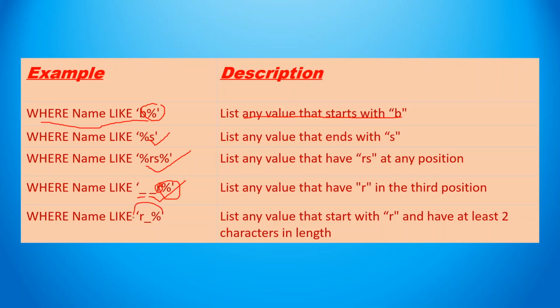And in this last one, the name should start with R and have at least two characters in length. Means the first character is R, the second character can be any character, and after that there can be any character or zero characters. Percentage doesn't mean there should be a character. It resembles absence of value also. So this way you can match a string pattern with attribute values.